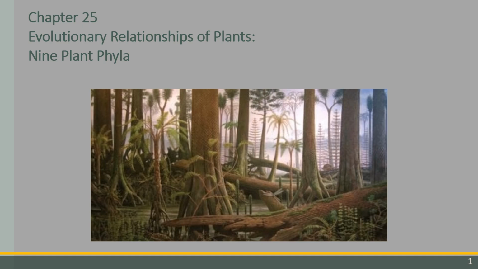We are going to be covering the 9 major plant groups. And as we go through each of these groups, you're going to need to know the defining characteristics of them. You're going to need to be able to place those characteristics on a phylogenetic tree and interpret or explain the phylogenetic relationship between these major 9 groups.